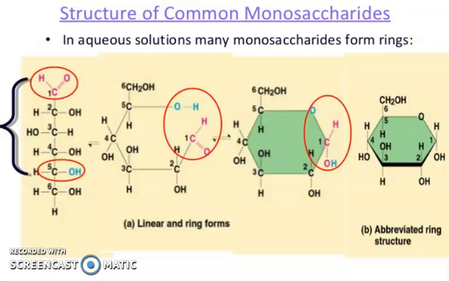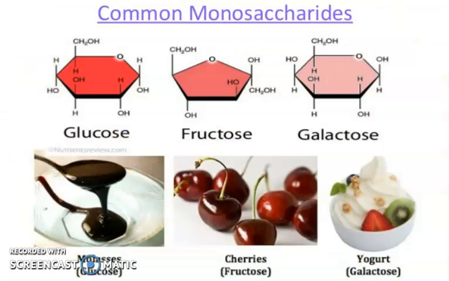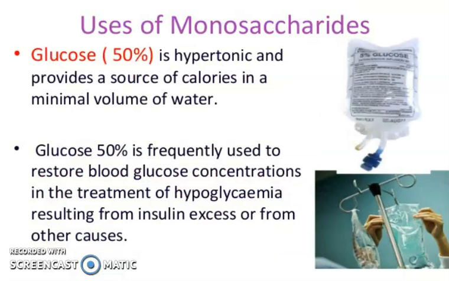Now, a structure of common monosaccharides. You can see linear and ring forms. Now common monosaccharides: glucose, fructose, galactose. You see molasses, glucose; cherry is fructose; yogurt, galactose. So use of monosaccharides: glucose 50% is hypertonic and provides a source of calories in a minimum volume of water. Glucose 50% is frequently used to restore blood glucose concentrations in the treatment of hypoglycemia resulting from insulin excess or from other causes.